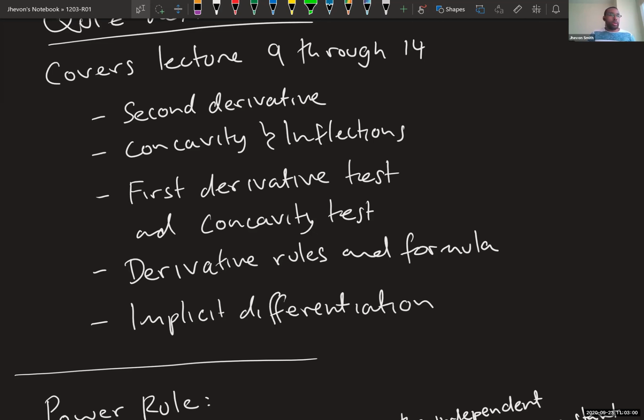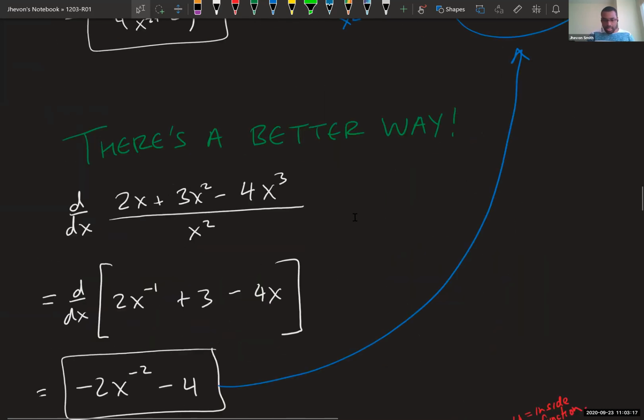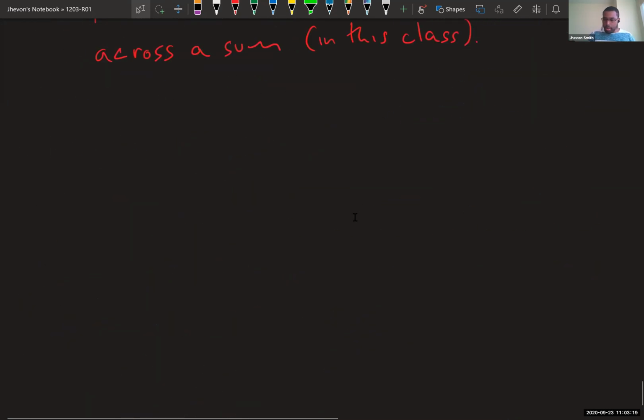What you do need to know about second derivatives, though, is what their interpretation is. The second derivative can tell you about concavity and inflections. And the first derivative test and the concavity test can help you identify these locations. So you should actually know that. So maybe I'll talk about that for a little bit, or maybe just have you guys summarize to me, to make sure that you do understand this.